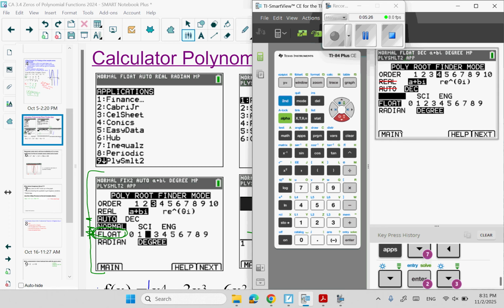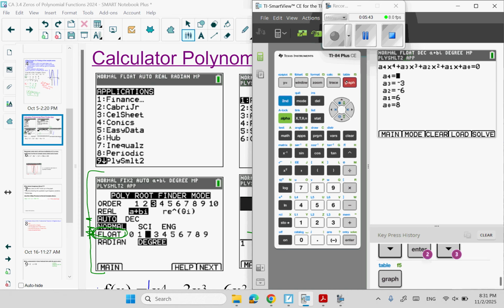These buttons on the screen are correlated to the gray buttons below. Normally your screen would be right on top of this. So if I want to press help, I'd press trace. If I want to go to the main menu, I'd press Y equals. If I want to move forward, I hit next, so I'm going to hit the graph button. And here I would just type in my coefficients: 1, -3, -6, 6, and 8. And I'm going to hit solve.